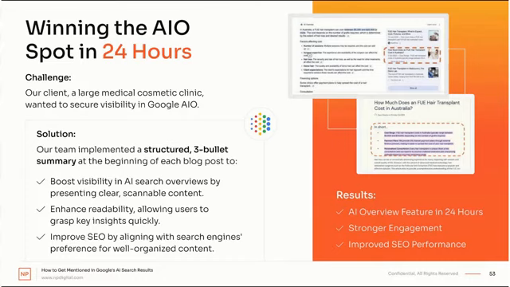The results were impressive, and we achieved an AI overview feature in 24 hours. So there was also stronger engagement and improved SEO performance from these changes. The clear, skimmable format aligned perfectly with how Google's AI prefers to extract and summarize that content, so we were rewarded quickly.